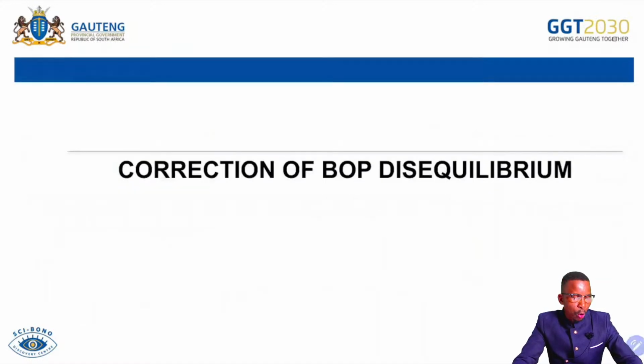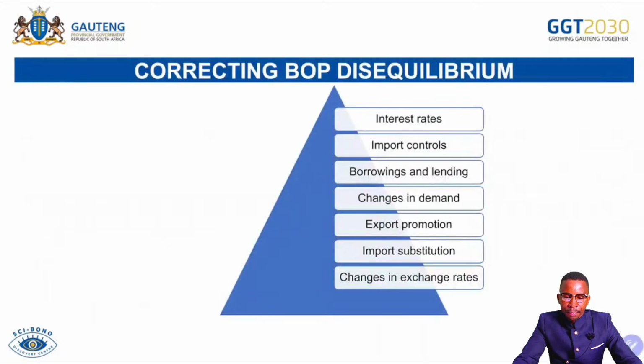Then we go to the correction of BOP disequilibrium. How can we correct BOP disequilibrium? We can use interest rates. The Reserve Bank can intervene by increasing interest rates so that local consumers find it difficult to borrow money to pay for imports. Import controls: putting restrictions like import duties and tariffs to prevent the inflow of foreign produced goods and services.